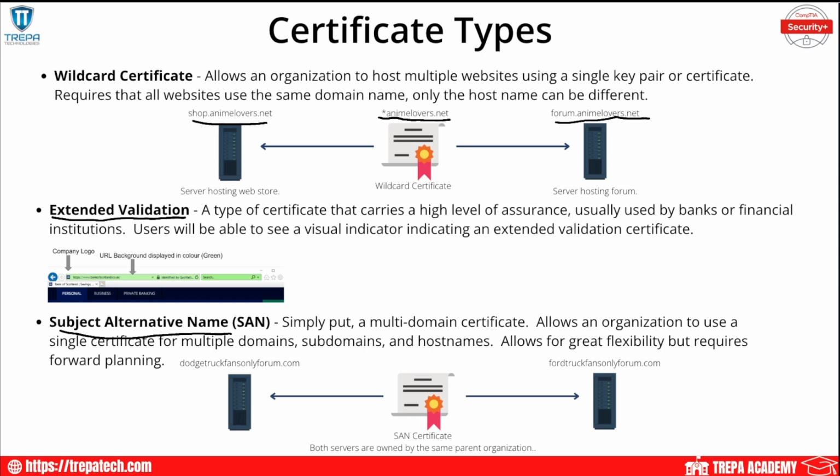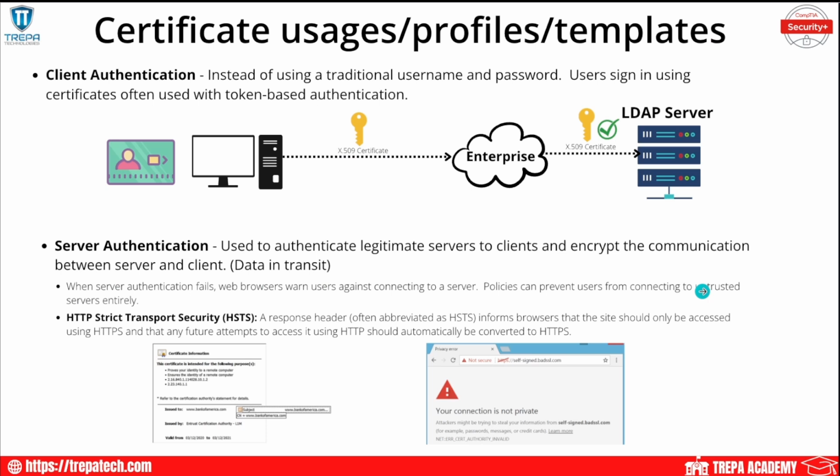So how does that work? A SAN certificate can include several different domain names in the certificate's subject alternative name field. So the actual X.509 certificate has that field, and you can input, let's say, for example, example.com, example.net, or example.org. And as you can see here, we have Dodge Trucks Fans Only Forum and Ford Trucks Fans Only Forum.com, maybe owned by the same guy, but using completely different domain names with a single certificate.